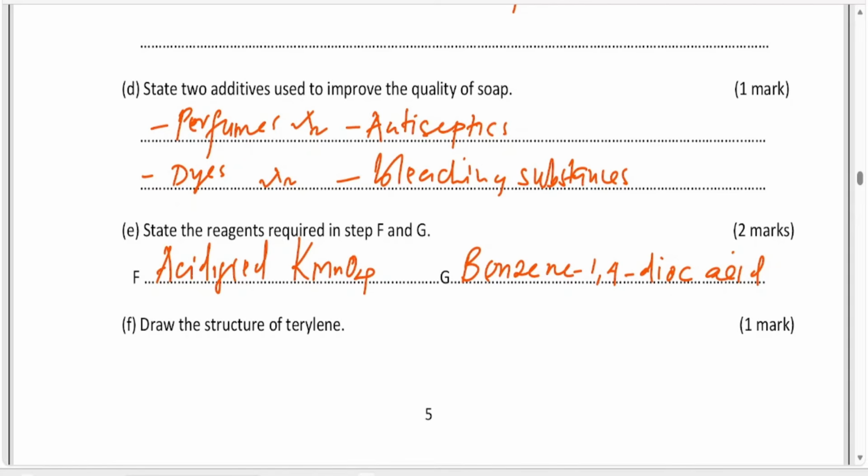For the formula of the acid benzene, we first have a benzene ring. Then we have a carbon with oxygen, then OH, and on the other side we have the same. So we have carbon, oxygen, and then OH. This is the formula for benzene-1,4-dioic acid. So why are we calling it 1,4? We have carbon OH. It is carbon 1, carbon 2, carbon 3, carbon 4. So one is at carbon 1, another one is at carbon 4.